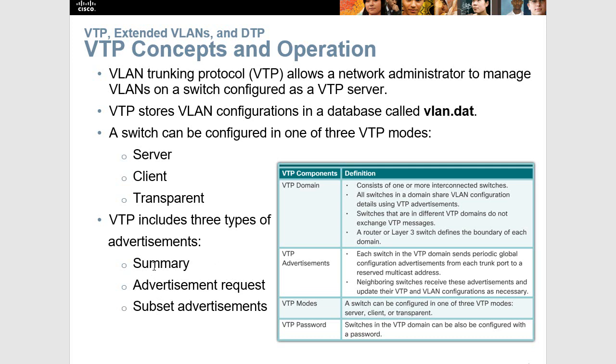I'll try to explain that a little further in a second. Advertisement requests are used if your VLAN information is outdated. You're going to send that advertisement request, and a subset advertisement is how you will receive that VLAN information back. So here's how it's going to work.